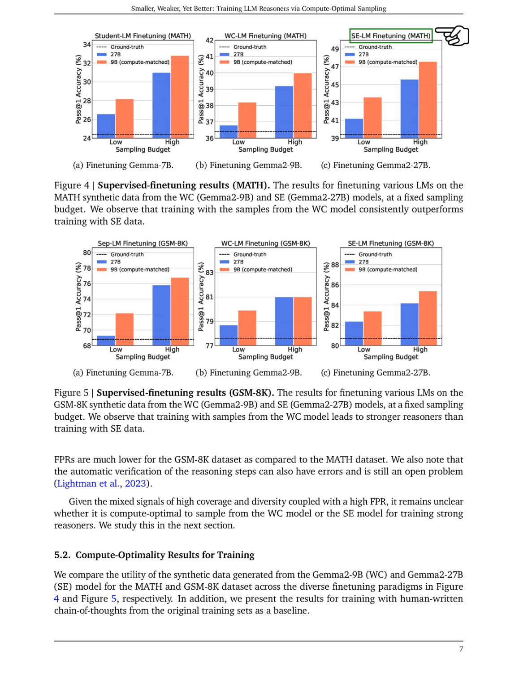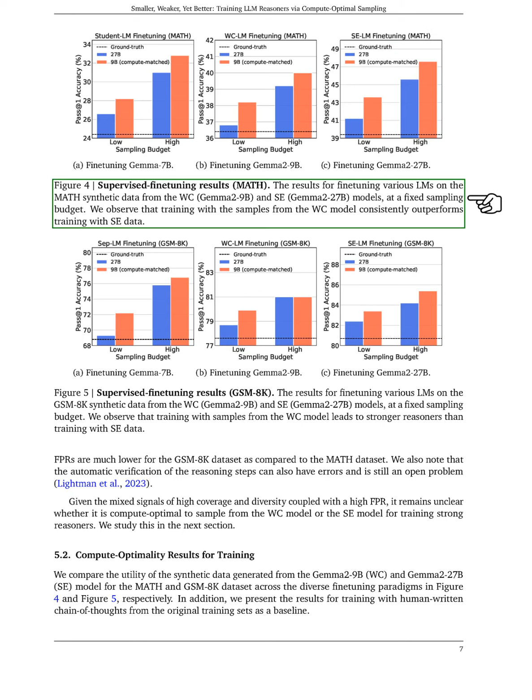For SE-LM fine-tuning, we present results for fine-tuning Gemma 2 27B with data generated from Gemma 2 9B and self-generated data. Surprisingly, we find that the model fine-tuned with WC data outperforms SE data, achieving relative gains of 5.8% and 4.3% at low and high budgets for MATH, and 1.2% and 1.5% for GSM-8K. This is unexpected since Gemma 2 27B data is assumed to be more in distribution.